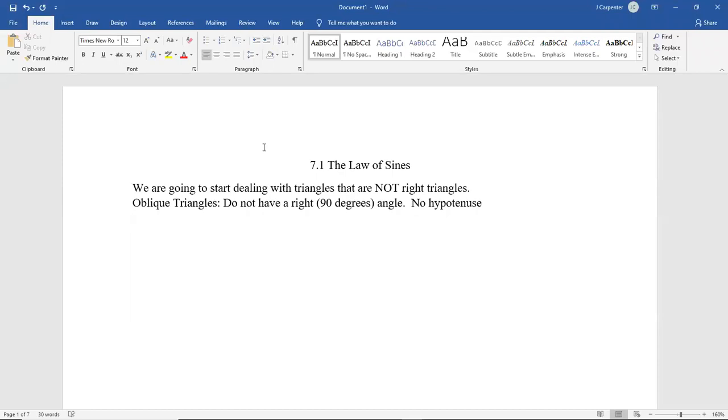So when you are dealing with oblique triangles, you need to avoid SOHCAHTOA and Pythagorean identities. Sine squared plus cosine squared is no longer 1. SOHCAHTOA no longer works.